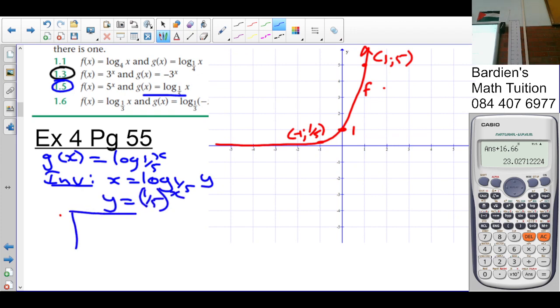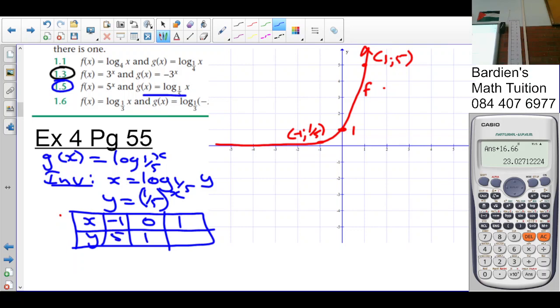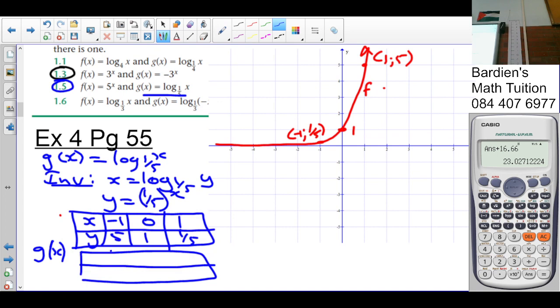So what do I do now? Draw a table, x and y, minus 1, 0 and 1. So that gives you 5, 1 and a fifth. So for the graph itself, for g of x, that will simply give us x and y minus 1, 0 and 1. So that gives you 5, 1 and a fifth. Okay, so we're going to draw the g of x in the blue. So I drew that one in the red already. So the graph itself, if x is 5, y is -1.